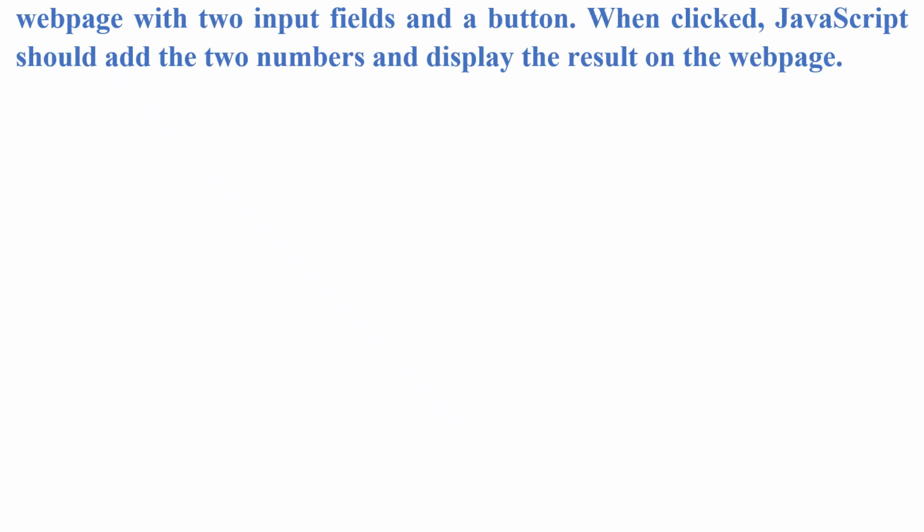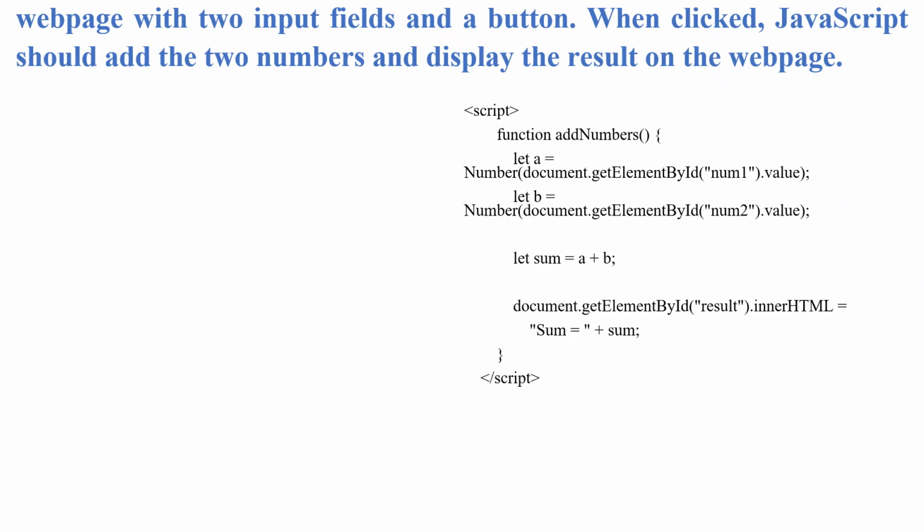7 into 7. Then, a web page with 2 input fields and a button; when clicked, JavaScript should add the 2 numbers and display the result. It is like the addition of 2 numbers. So we read the 2 values, perform the sum of a plus b, then display the value as sum.